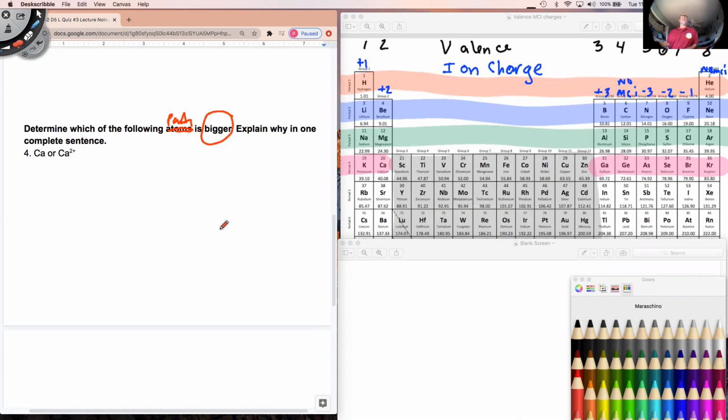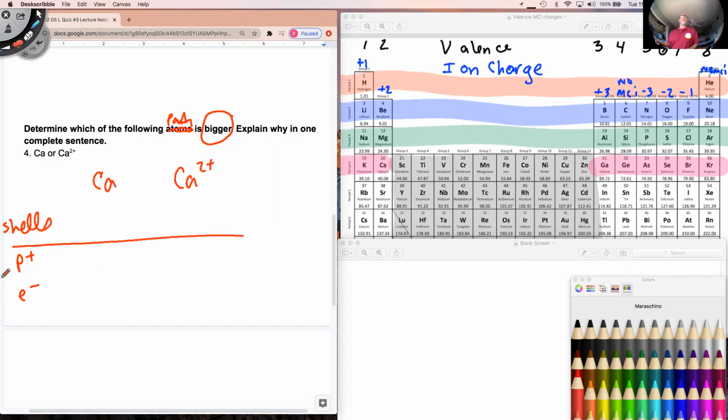There's a couple of tricks that we taught you to figure out whether something's bigger or smaller. The first thing you want to take a look at is you have calcium or calcium ion. You want to look at the number of shells, then the number of protons, then the number of electrons. So let's take a look.